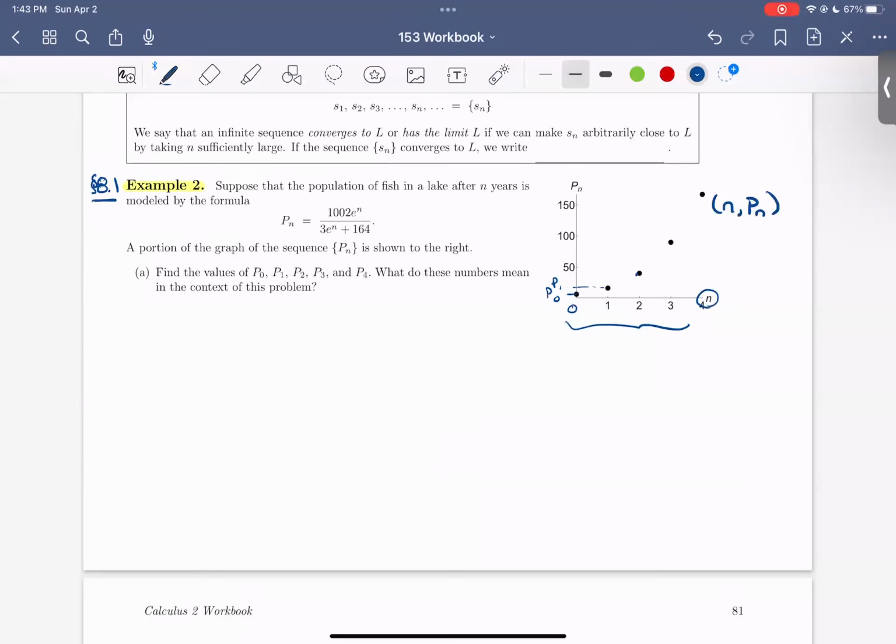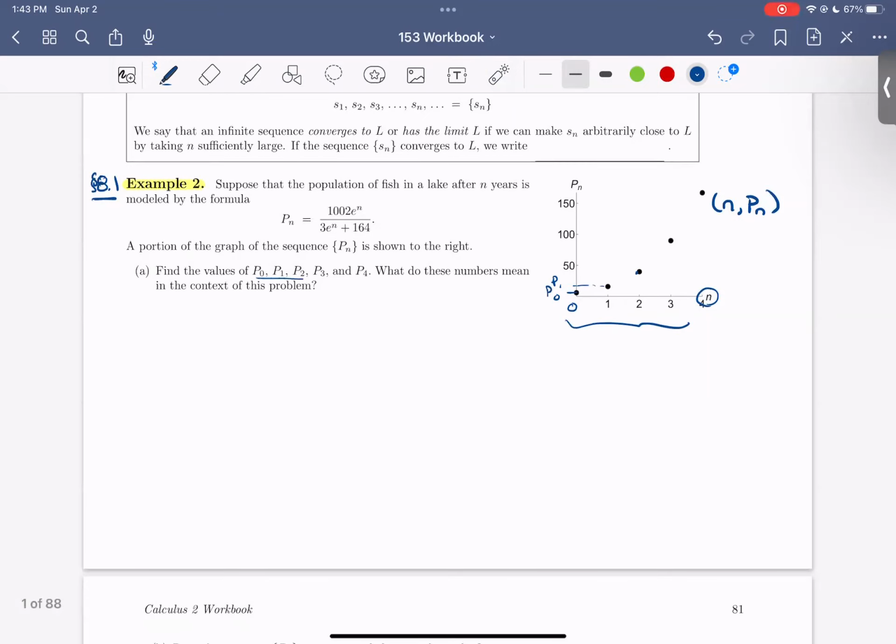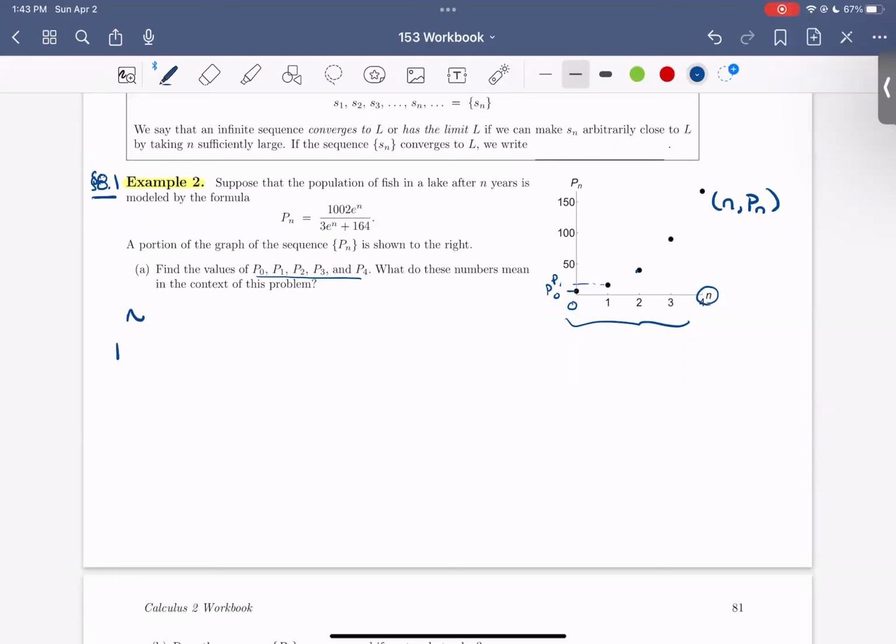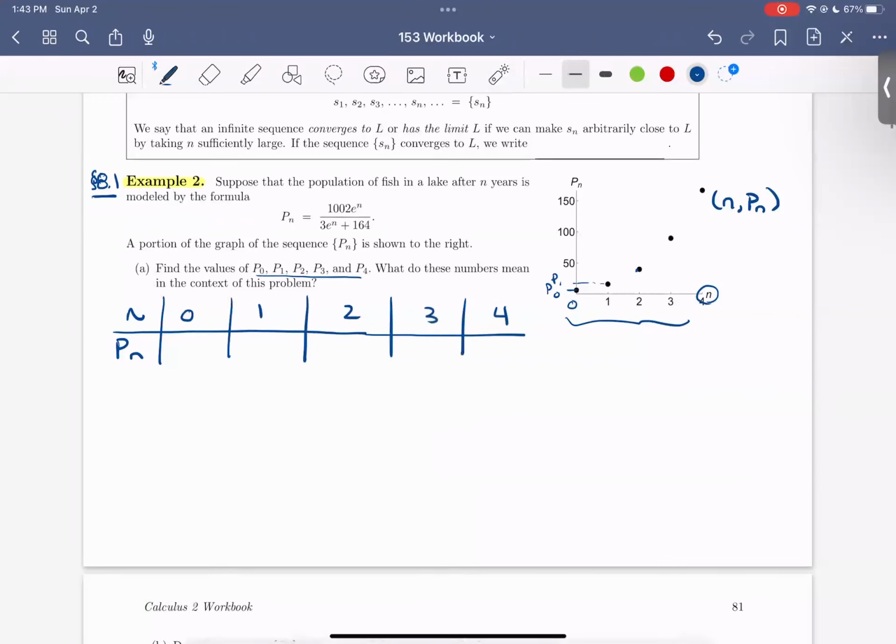For part A, it says find the values of P sub 0 through P sub 4. What do these numbers mean in the context of this problem? First, let's take care of the first part, where we want to figure out the values P sub 0 through P sub 4. We could even set up a table here with n and P sub n, and fill it in for 0, 1, 2, 3, and 4. We'll find the P sub n values associated to each n.